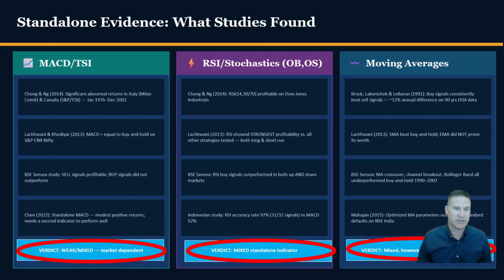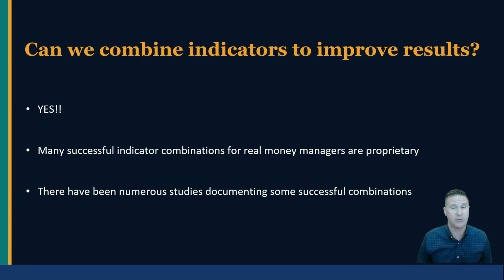So generally, here's the consensus. If you're just using one indicator, whether it's MACD, RSI, moving averages, you're not going to have much success. They're at best a coin flip. The very best are around 53 to 57% accurate, and the worst are well worse than a coin flip. So bottom line, standalone indicators do not work well.